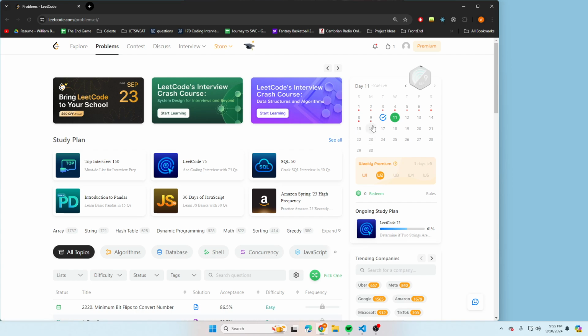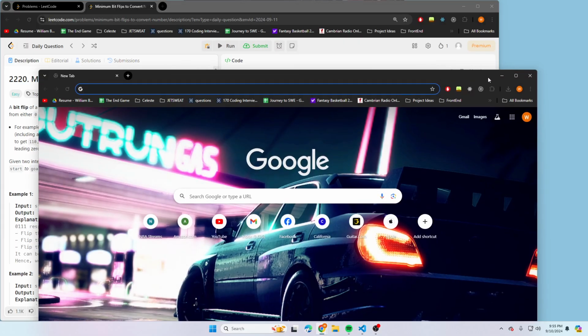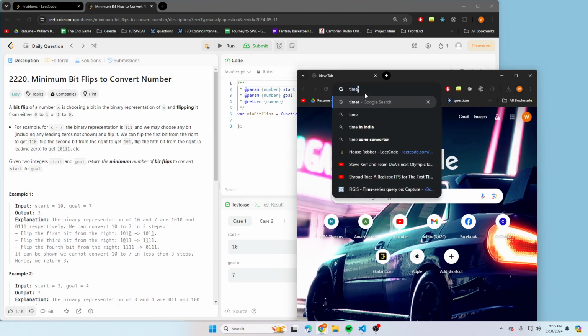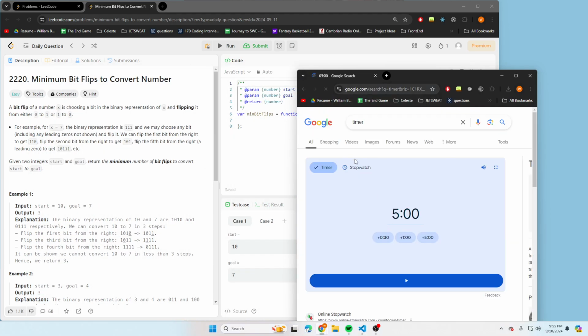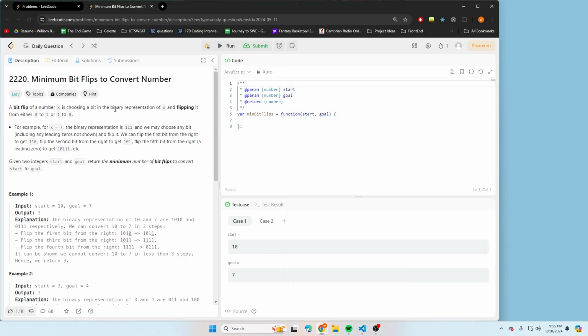A few things today. I want to do the daily challenge, and then I want to do the second dynamic programming problem. So let's see if we can do this one right here. Set a timer and go. This is an easy question, so let's see.